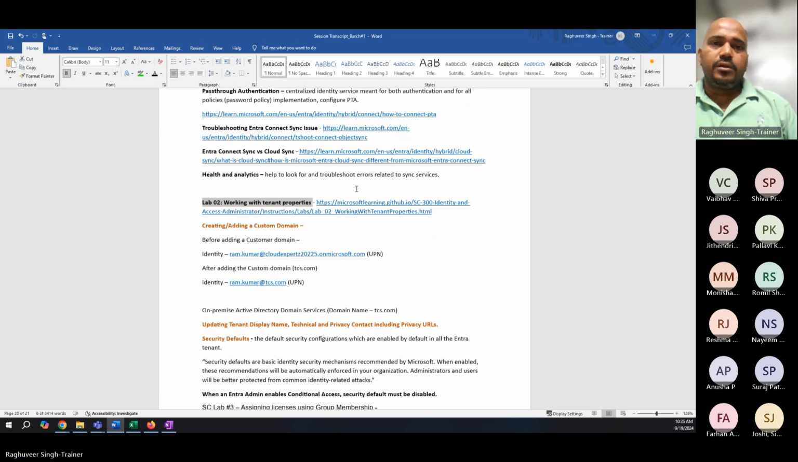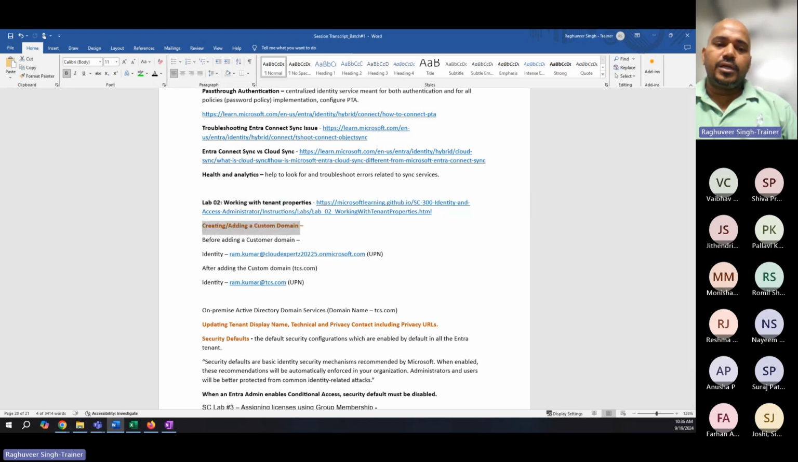However, when you start, there is some basic configuration that needs to be done as a pre-configuration, before you hand over this environment to production or operations. Some basic configuration needs to be done, which a global admin or an account admin can do. So the first basic configuration is creating or adding a custom domain.